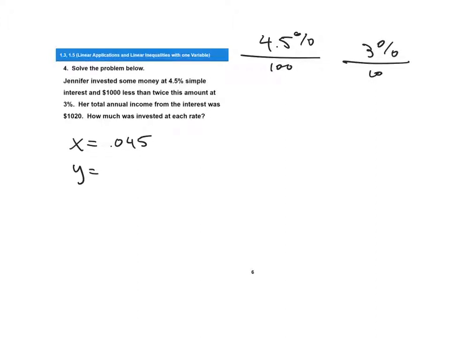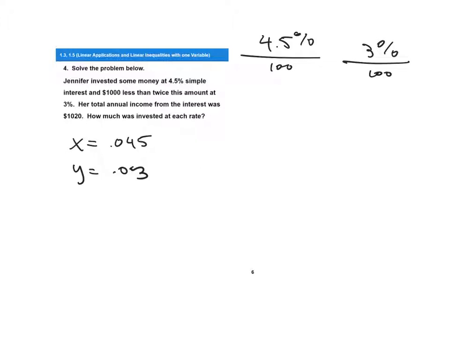Here we see that Jennifer invested some money at 4.5% simple interest and $1,000 less than twice this amount at 3%. So we're going to say X is equal to 45 thousandths. Where are we getting that number from? Well, that is 4.5%, and when you divide it by 100, that moves your decimal point to the left, because remember, percentages are out of 100. So that moves it to 45 thousandths. There's your X. Now the other one is at 3%. When you do the same for 3% and divide by 100, you're going to be at 3 hundredths.